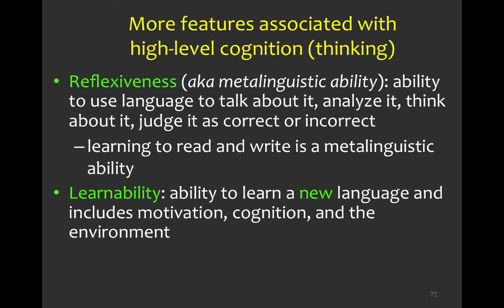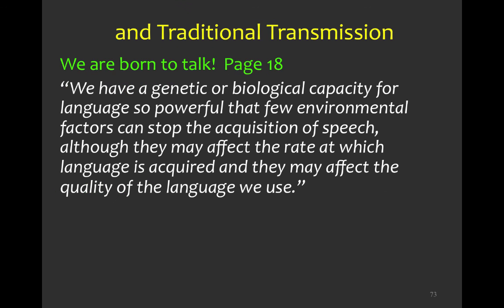And fourth is learnability. This is our ability to learn a second or a third language and includes our own motivation, cognition, and the environment. And lastly is traditional transmission, which means we are born to talk. As written on page 18, we have a genetic or biological capacity for language so powerful that few environmental factors can stop the acquisition of speech, although they may affect the rate at which language is acquired, and they may affect the quality of the language we use.